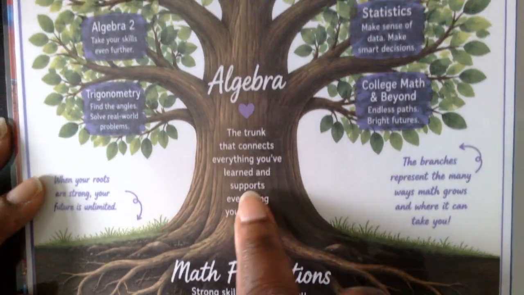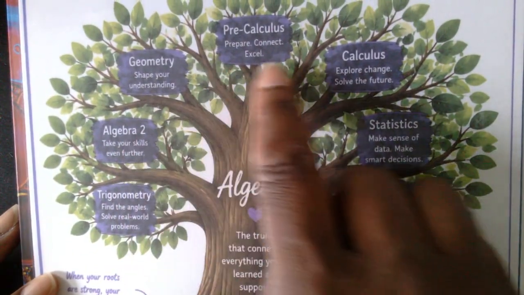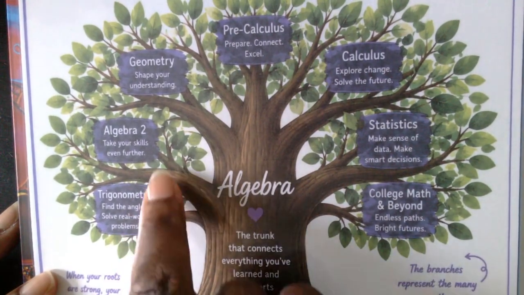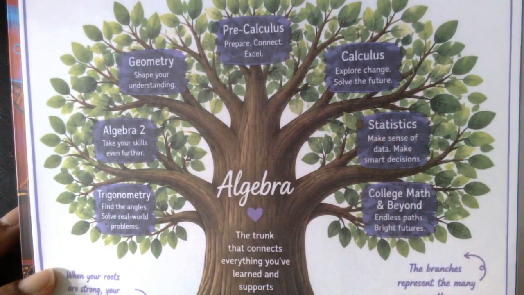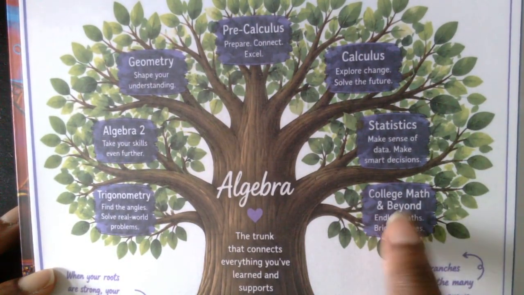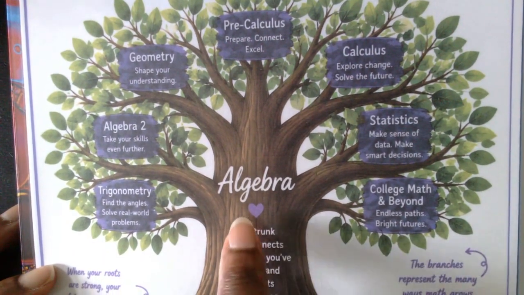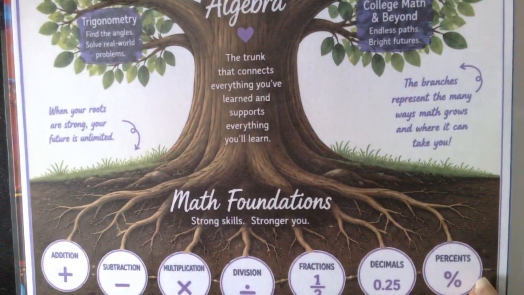Because then when you have a strong sense of algebra, you can go into the other branches of mathematics. You can look at trig. You can do algebra 2. You can do geometry, pre-calculus, calculus, statistics, and maybe even college math or anything beyond. But we have to get our algebra nice and strong. So guess what? You don't always have to be weak in it.